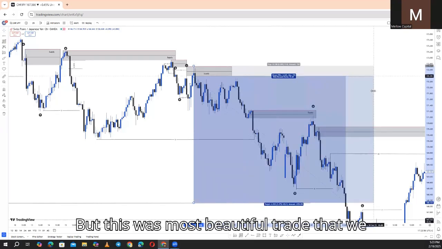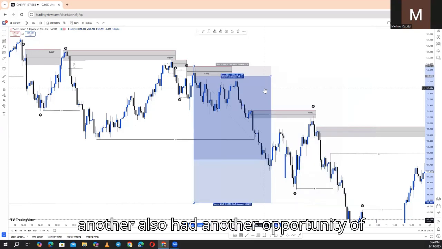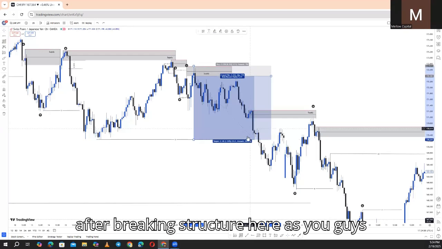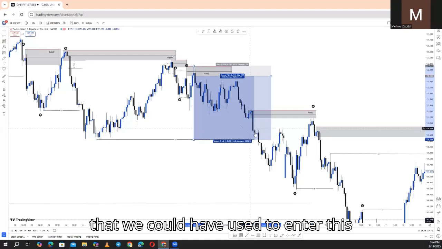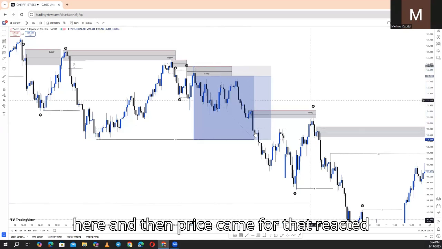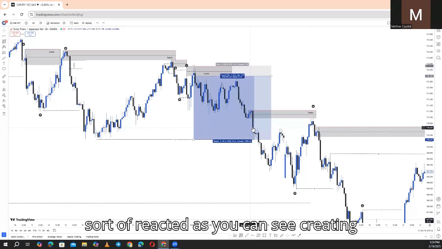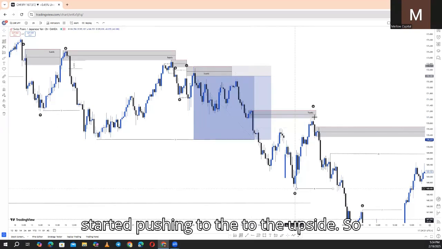But this was the most beautiful trade that we took. If you can check, we also had another opportunity after breaking structure here. As you guys can see, we had this nice supply that we could have used to enter this trade. We have this nice smart money trap here, and then price came for that, reacted, creating liquidity, and then started pushing to the upside.